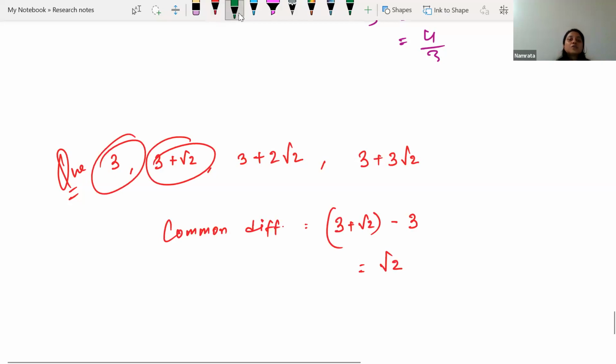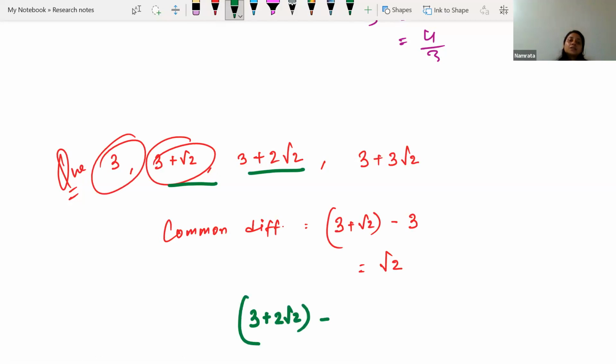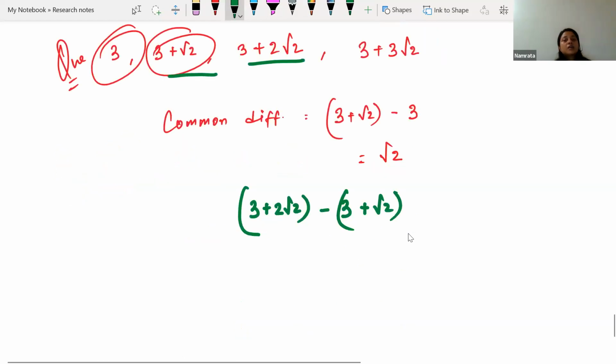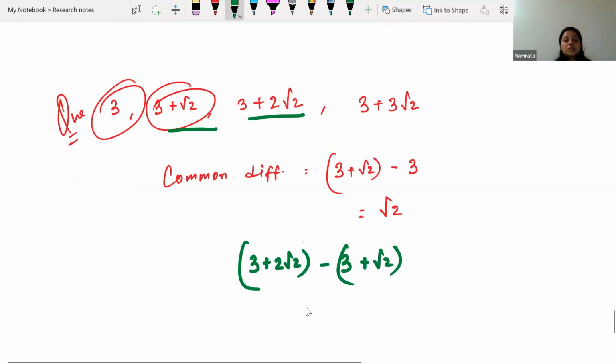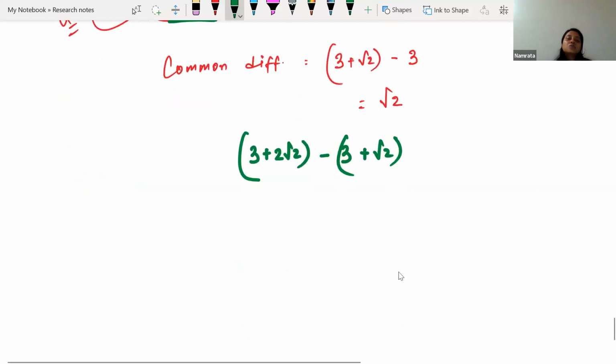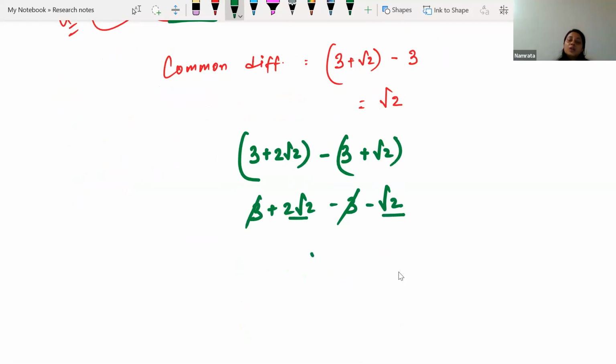Let's check for the next two terms, this one and this one. Okay, so 3 plus 2 root 2 minus 3 plus root 2 in bracket obviously. Okay, please be careful and use the brackets. Most of the time students leave this bracket and try doing step jump. Please don't do that. Okay, there you will end up making a mistake with the sign. So here we are having 3 plus 2 root 2 minus 3 minus root 2. 3 gone. 2 root 2 minus root 2 is only root 2.